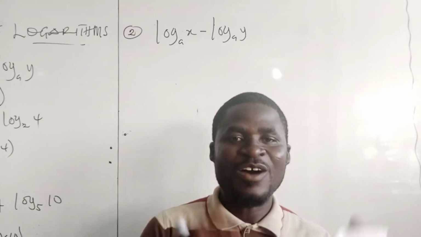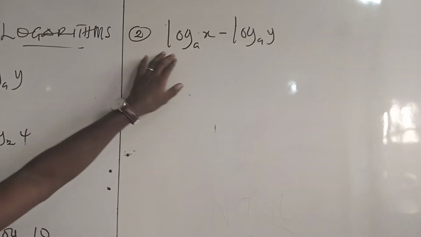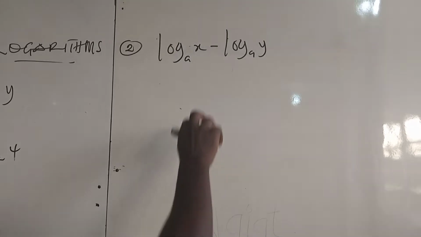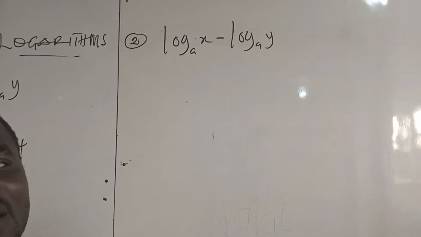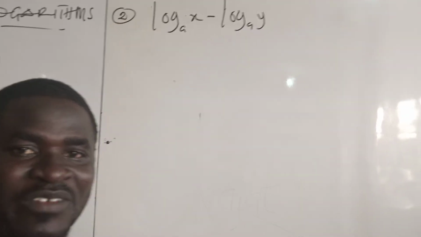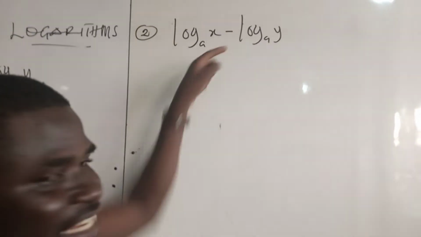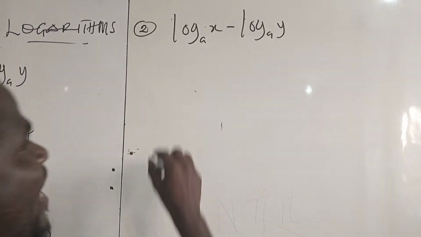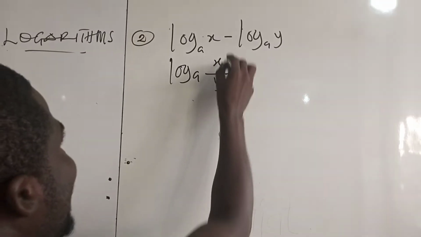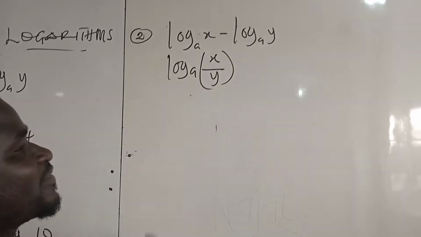Good. Now, let's go to law 2. Law 2 says that log A x minus log A y, whenever it is subtraction, we divide. The first law is addition, we multiply. If it's subtraction, we divide. So we're going to have log A x over y, x divided by y.